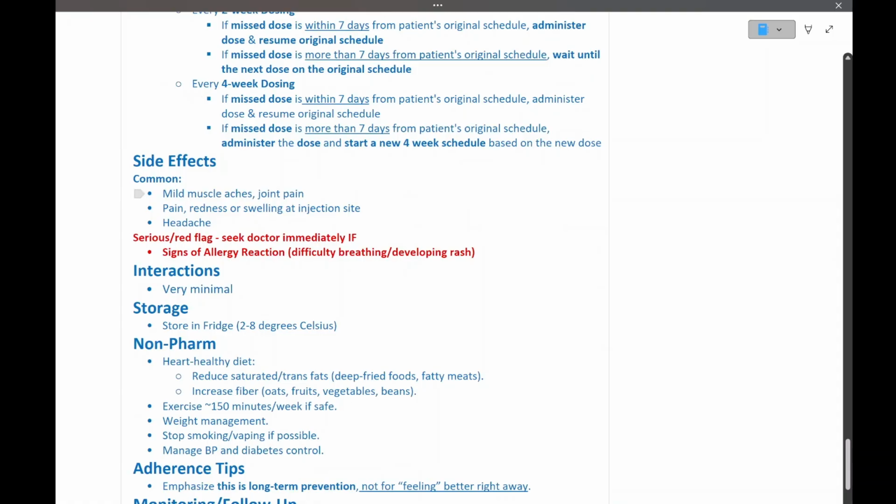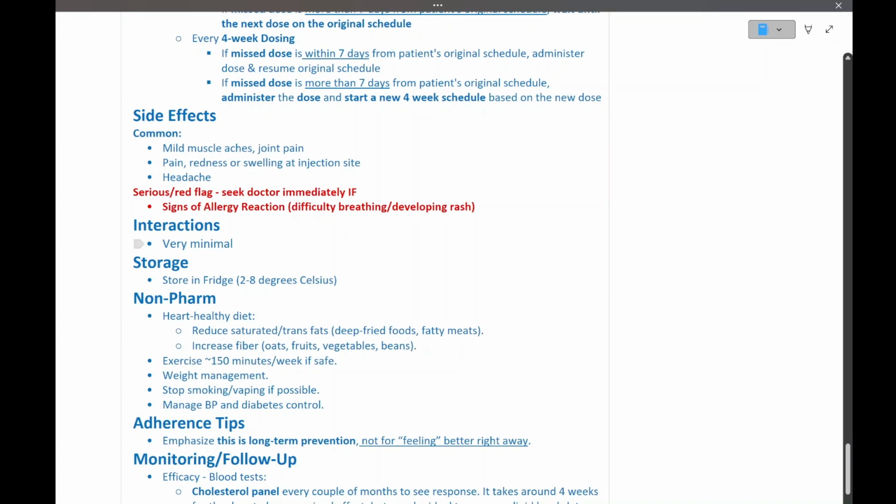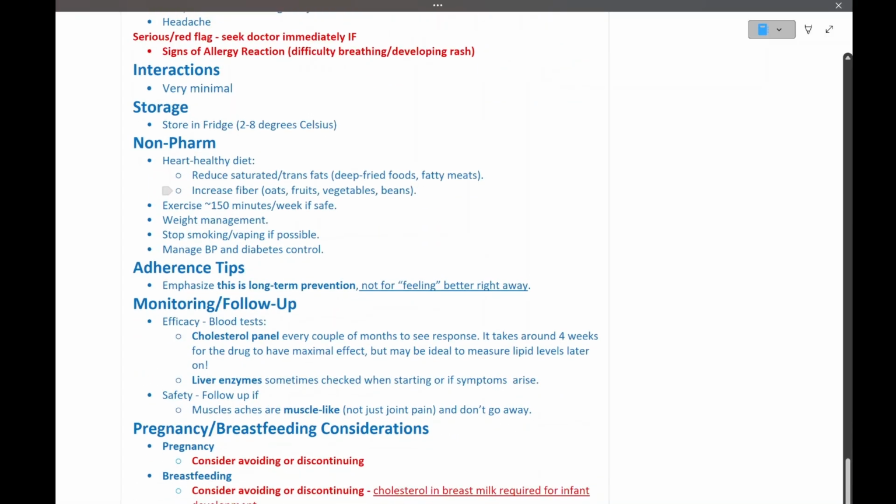Now, some side effects include that the medication can cause mild muscle aches and joint pain, pain, redness, or swelling at the injection site, or a headache. But the big major red flag is that the patient should seek a doctor immediately if there are signs of an allergic reaction, such as difficulty breathing or developing a rash. Interactions, generally very minimal. Storage, you want to store this in the fridge. And then for non-pharm measures, you want to do the same thing.